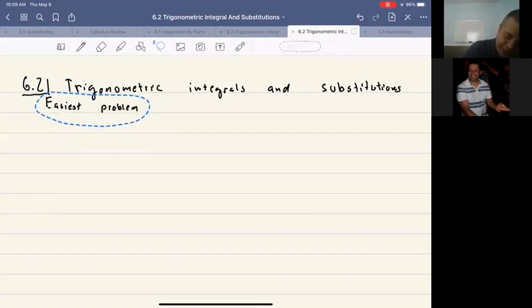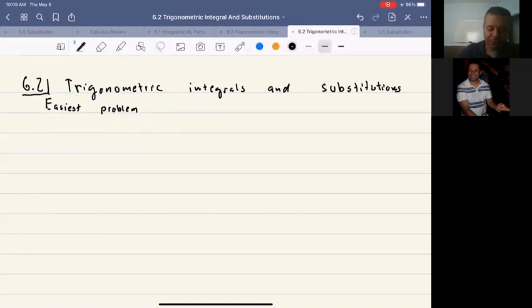The easiest problem is actually just a regular substitution, where we would say, let's say we have the integral of cosine x to some power, let's call it n, times sine of x dx. Or you could also have sine of x to some power n times cosine x dx. Either way, it's going to be basically the same problem.